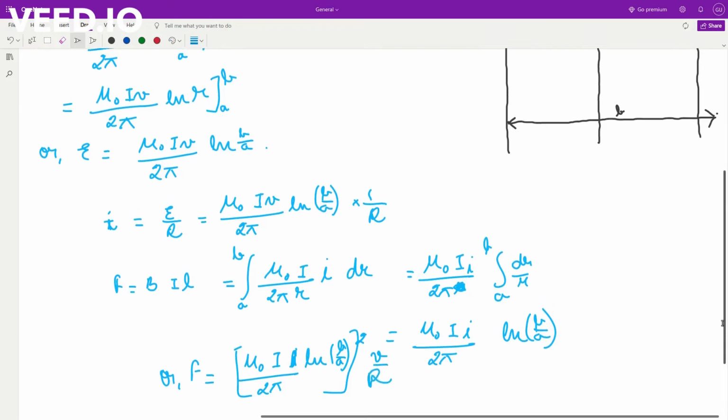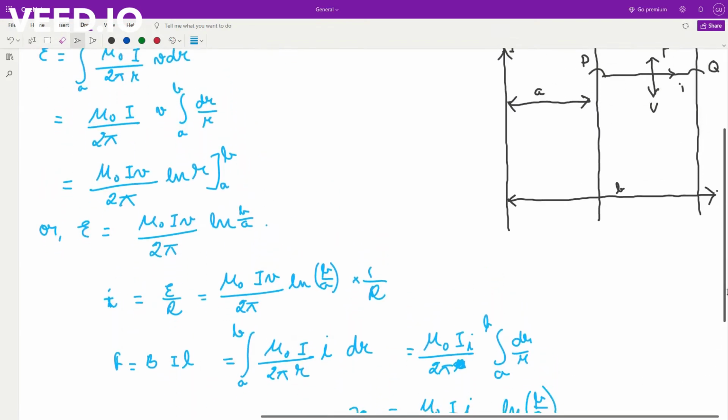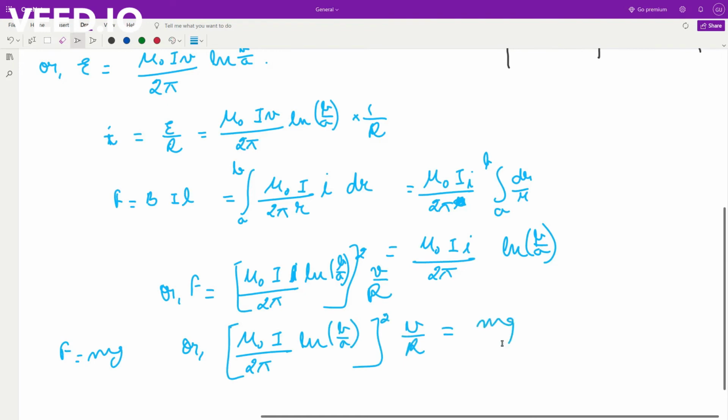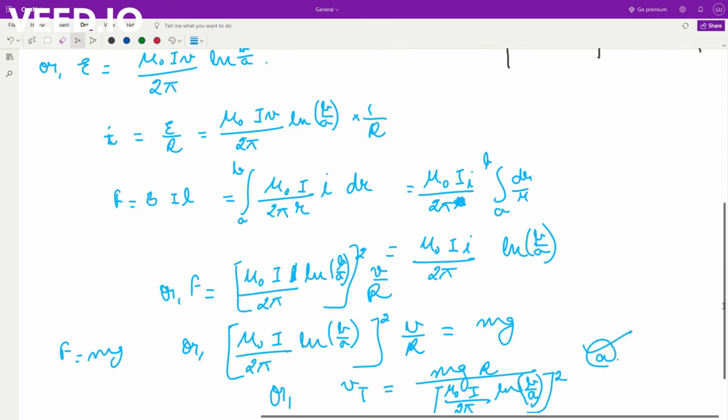Now, as you can see from the diagram, the terminal velocity will be achieved when F is equal to mg. Now let us put the value of F, that is mu naught I by 2 pi ln B by A whole square into V by R, that is equal to mg. So we can calculate the value of V, that is terminal velocity, as V terminal is equal to mgR by mu naught I by 2 pi ln B by A whole square. If you check from the options, this is option A, so we get option A as one of the correct options.